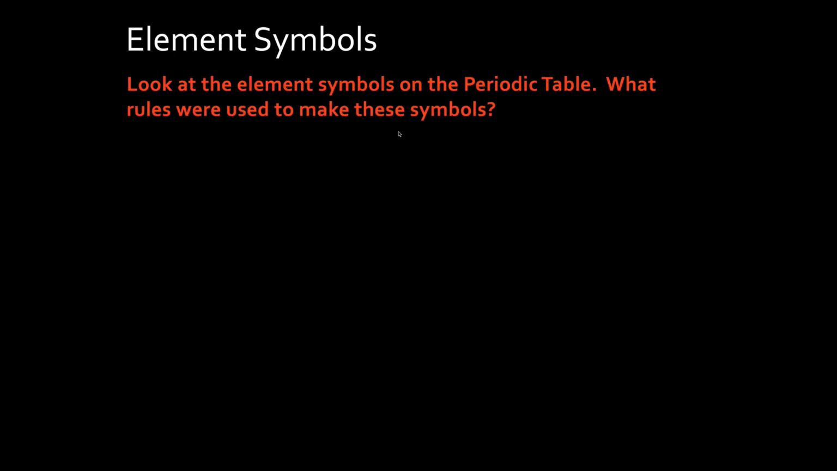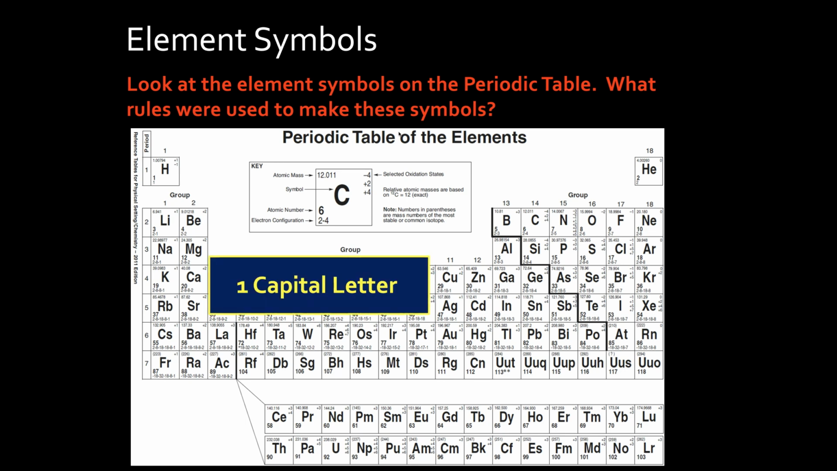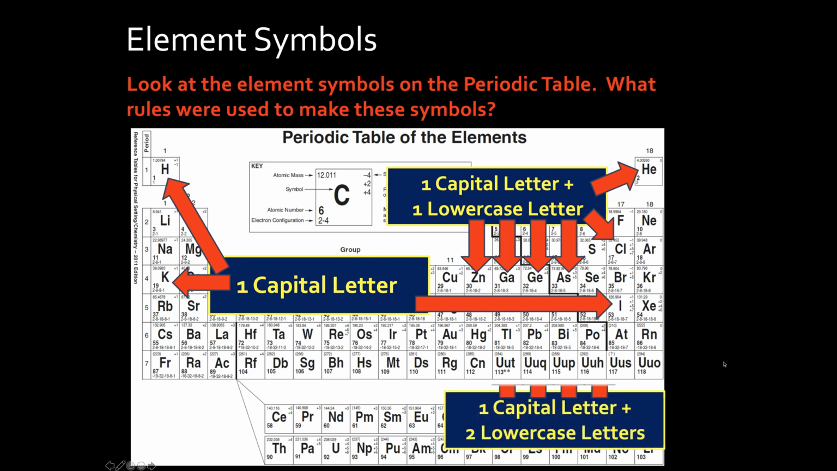Next up, element symbols. If we look at the periodic table, what rules are used to make the symbols? Well, you'll notice that every element starts with a capital letter. If it only has one letter, then it is a capital letter. If there are two letters, then the first one is capital and the second is lowercase. And for the elements on the bottom, where these elements have not been given their trivial names on this periodic table, we use one capital and two lowercase letters.